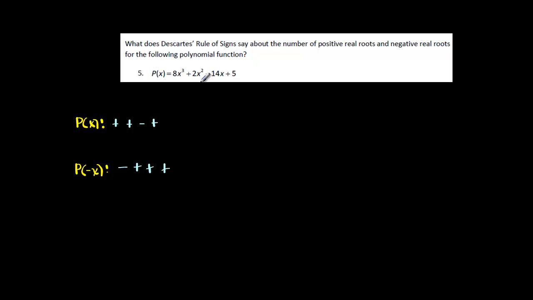So we count the number of sign changes. That's the same. We have a change here and a change here. So that means you're going to have 2 or 0 positive real roots. Over here we have 1 sign change, so 1 negative real root.